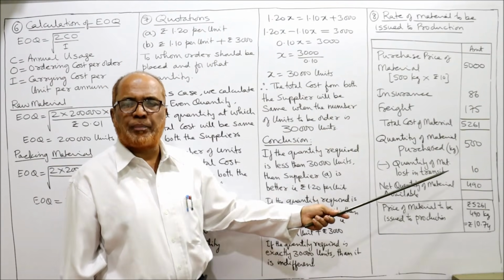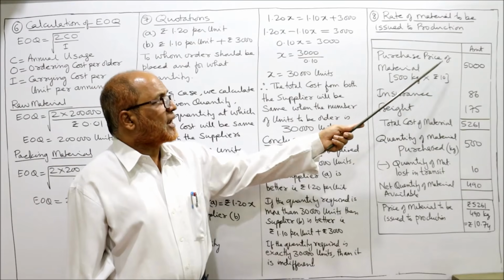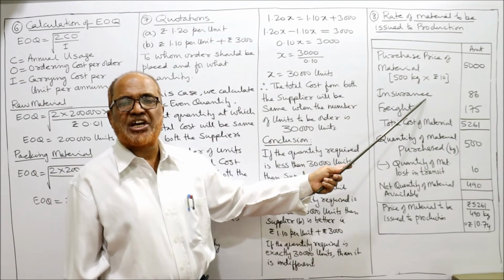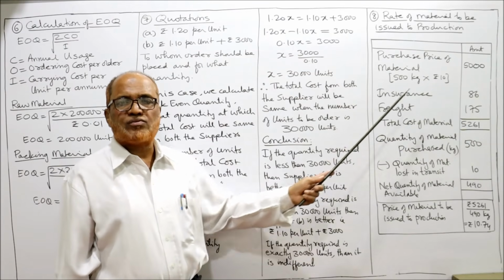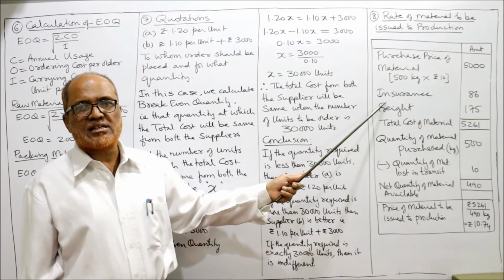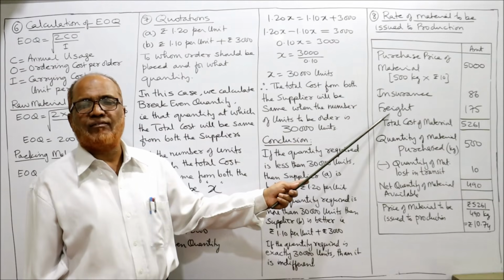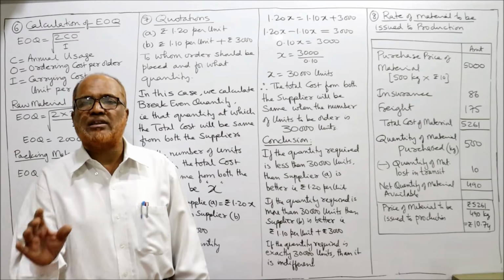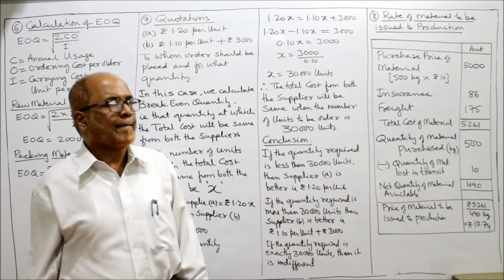This is the table I have prepared. Purchase price of material, 500 kilogram material we have purchased at rupees 10 each, 5,000. To this we have added insurance 86 and freight 175. The total material cost comes to 5,261. This is the total material cost.